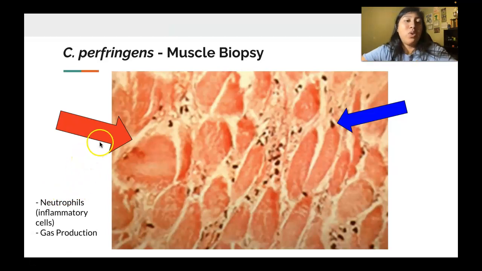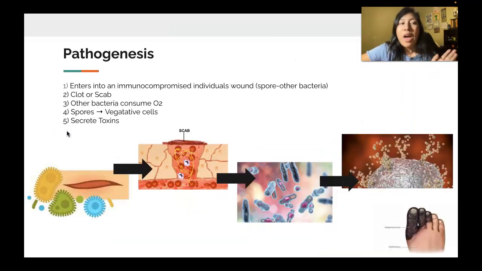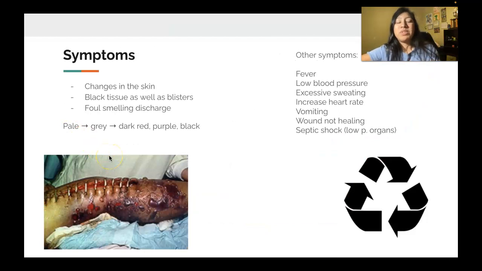On this red arrow, you can see that there's space between these two cells, and this space represents the gas that's being produced by fermentation of the perfringens. On top of that, the inflammatory response is also trying to make space for the neutrophils and the inflammatory cells to go through, but this is also because of the gas production of fermentation. Now, I would like to return back to the symptoms so we could further discuss what we just learned.